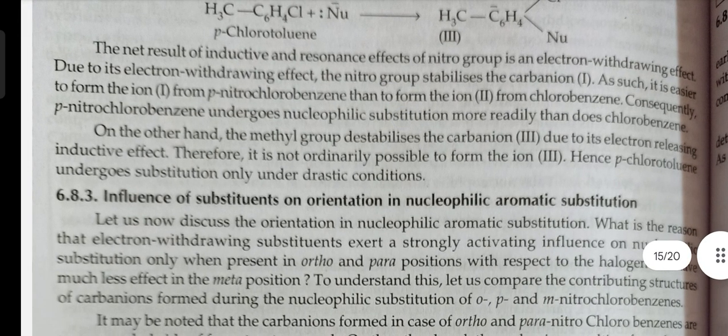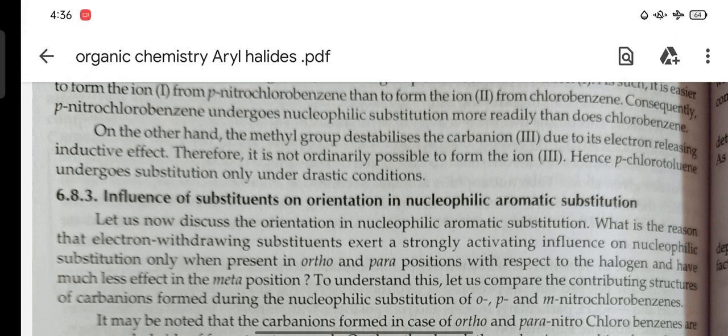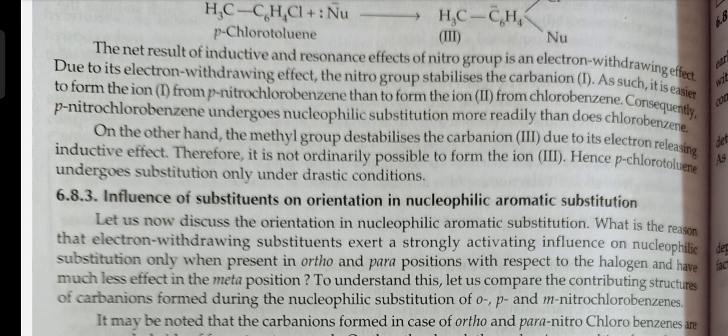The net result of the inductive and resonance effects of the nitro group is an electron withdrawing effect. Due to its electron withdrawing effect, the nitro group stabilizes the carbanion. As such, it is easier to form ion 1 from para-nitrochlorobenzene than to form ion 2 from chlorobenzene. Consequently, para-nitrochlorobenzene undergoes nucleophilic substitution more readily than does chlorobenzene.